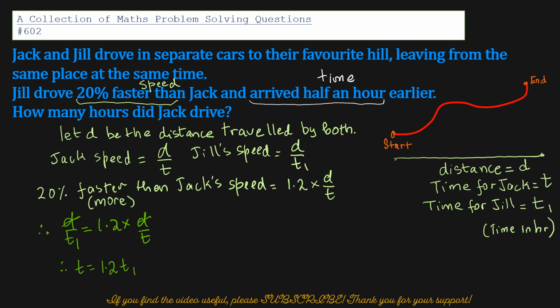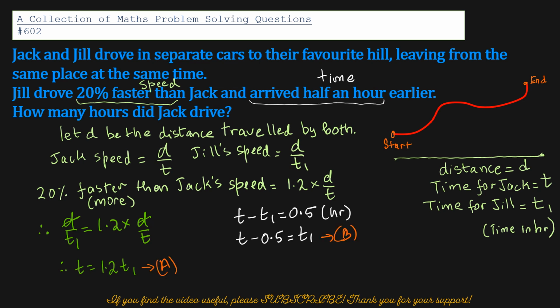Jill arrived half an hour earlier, so they've given us the time, half an hour. So that is the difference between the total time of t minus t1. So we take t minus t1 is 0.5, and then we can see that t minus 0.5 equals t1, and we substitute that.